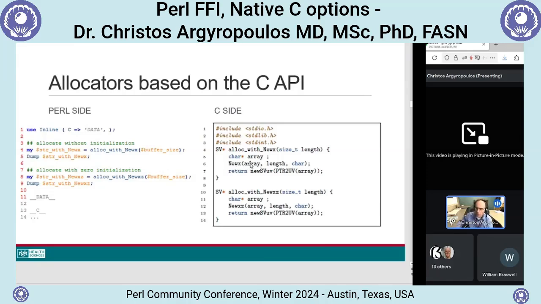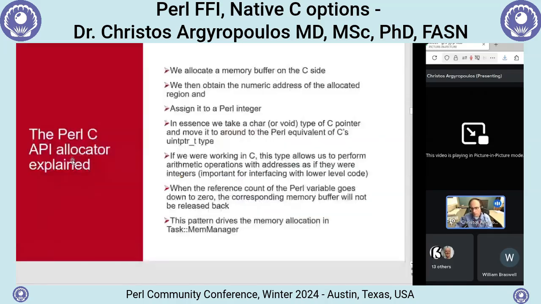This is used to allocate an array of a given length and type of character, meaning bytes, and then you can return back to the Perl program an integer value, which is the logical address of the array. The Perl API has another function called newXZ, which basically returns you a zero-allocated memory space. And you include those inline functions on the C side, and then on the Perl side, you just call them and you get the address of a buffer that you can use around.